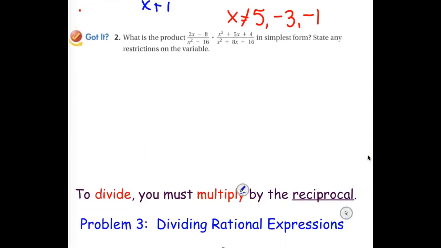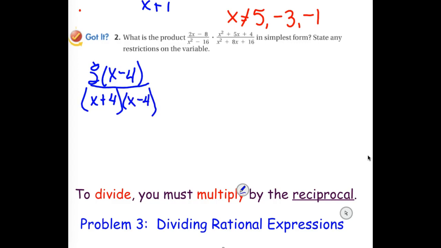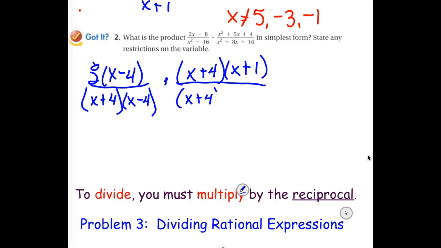All right. Numerator, we can take out a 2. We have x minus 4 left. Denominator factors into x plus 4 and x minus 4. Numerator, x plus 4 and x plus 1. Denominator, x plus 4 times x plus 4. Does that match what you have? All right, what can x not equal?